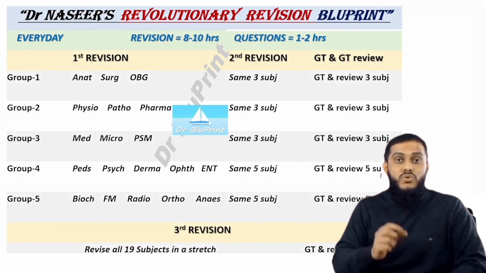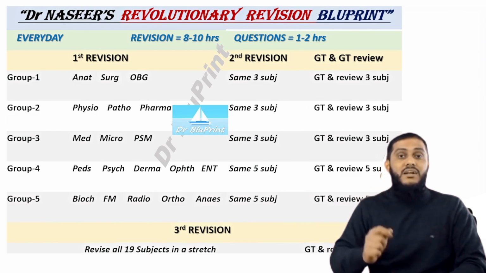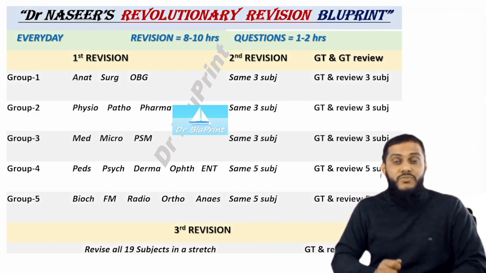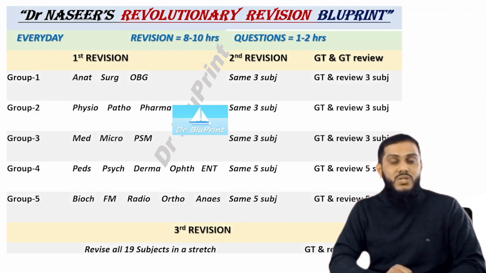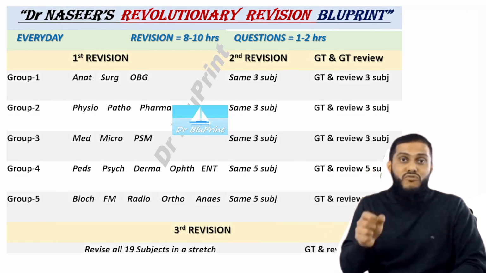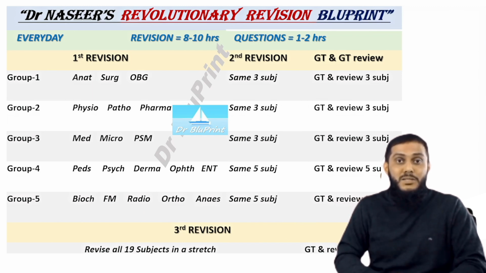After these two revisions of these three subjects, you have to give a GT, a grand test. Complete the grand test. But after that, you have to review the grand test. When you review the grand test, you have to review the questions only from these three subjects which you have revised 2 times. Sir, why? Because if questions have gone wrong from these three subjects which you revised 2 times just before giving the GT, there is something wrong in your preparation method.